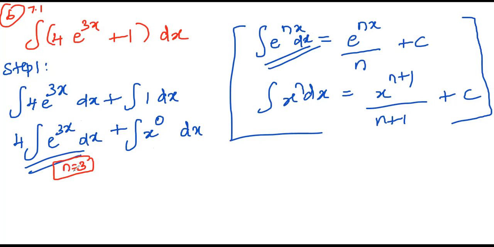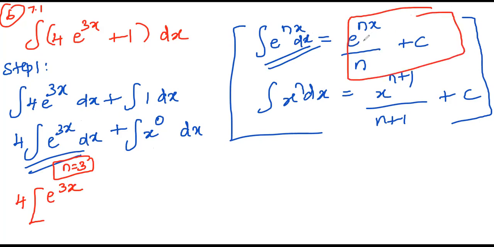Yes, ma'am. So it will be 4 times e raised to the power 3x. I just have to write my right hand side, right? It's e raised to the power 3x upon 3 plus c. And that plus c can wait. It is an integral constant. You can put that integral constant at the final step. You don't have to include that plus c in every step. It is acceptable if you don't write it also.